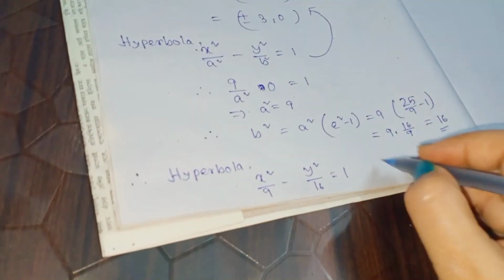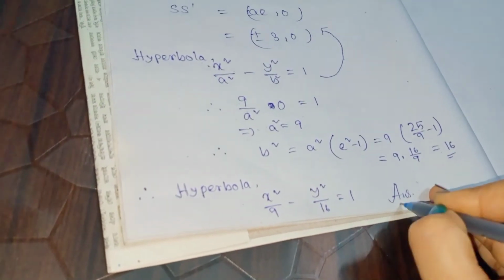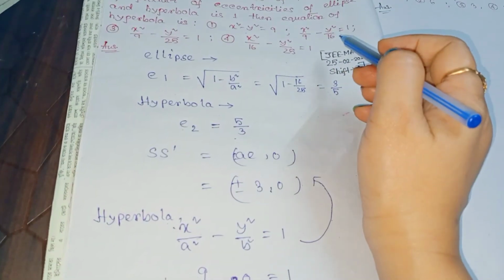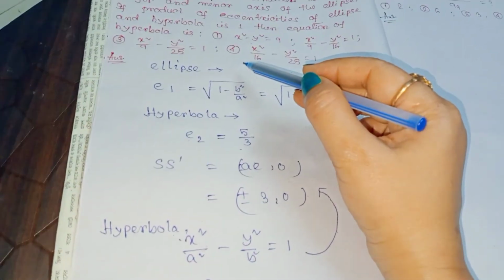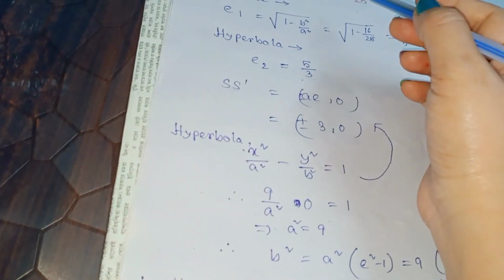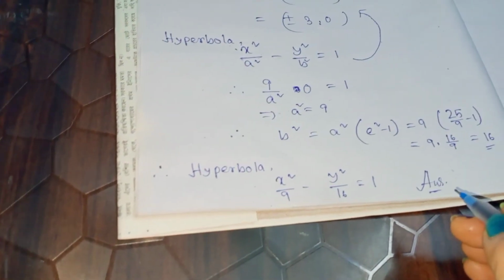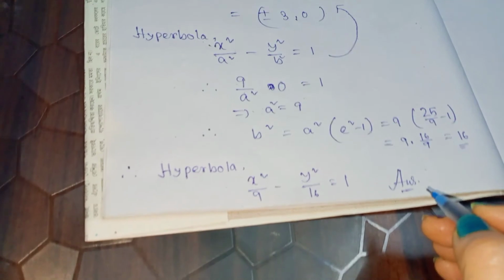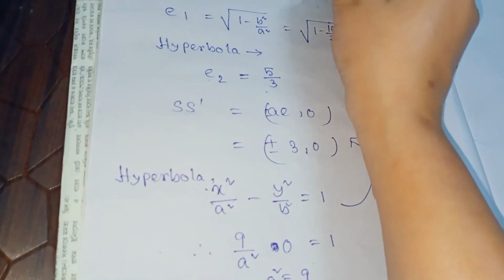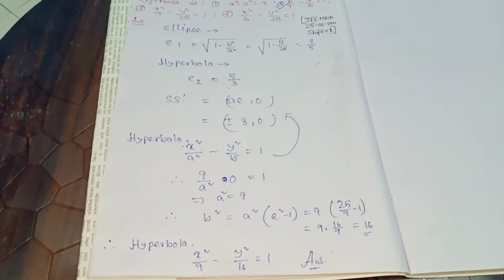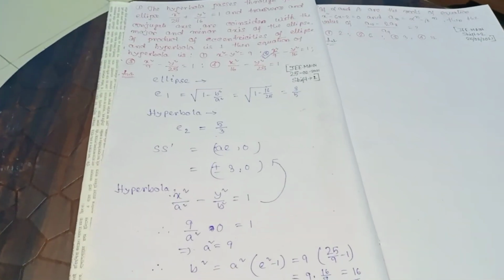So I think we reached our required answer, and our option is option 3, x square by 9 and y square by 16. So option 2 is our correct choice. So here is the whole solution of question 2.